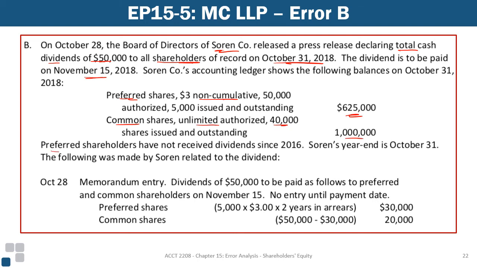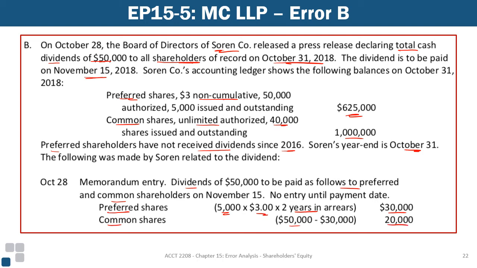Now the preferred shareholders have not received dividends since 2016, right? And since Soren's year end is October 31st, the following, now this is a memorandum. It's actually not a journal entry per se. They made a memorandum here for the dividends to be paid to preferred and common shareholders as follows. So they say that they should be paying a dividend of 5,000 shares times $3 times 2 years in arrears for a total of 30, and common shares would then get the difference, so that the total dividend is $50,000.